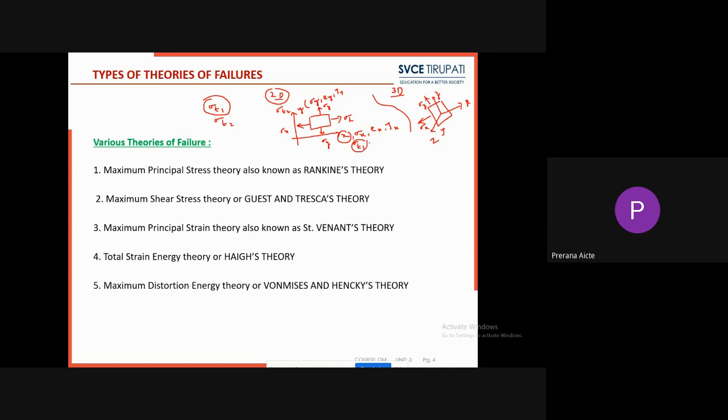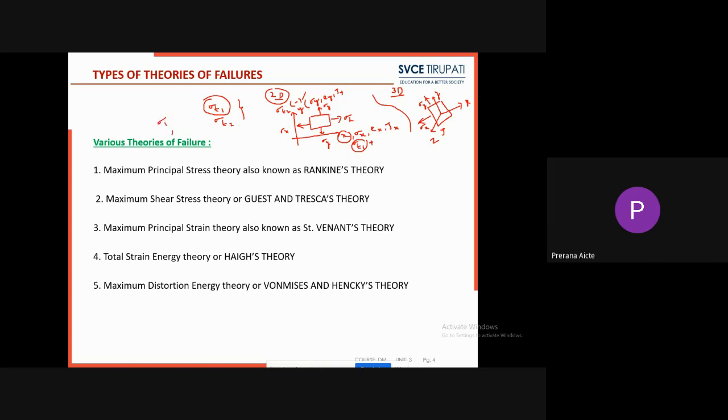It is positive side. So in sigma t2 always it is a negative sign. If it is negative, it is a tensile stress. If it is positive, it is a compressive stress. Clear?